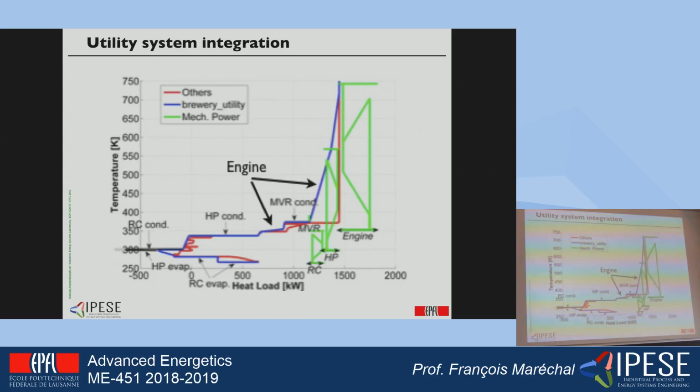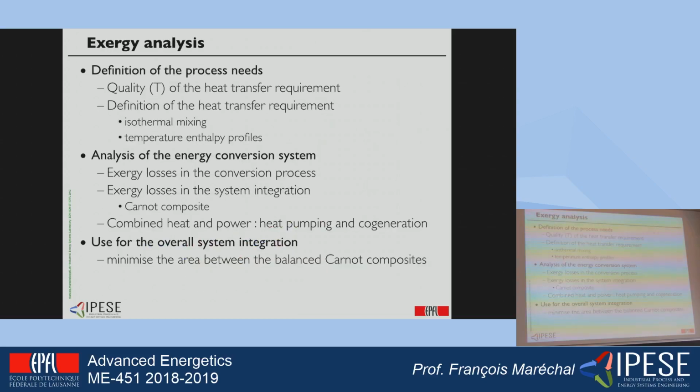For example, like in the case that I have explained, where you have an integration of cogeneration plus mechanical vapor recompression plus heat pumping. We have seen that the exergy analysis was helping us identify if we have made the right choices in the utility system, trying to identify where there are exergy losses.